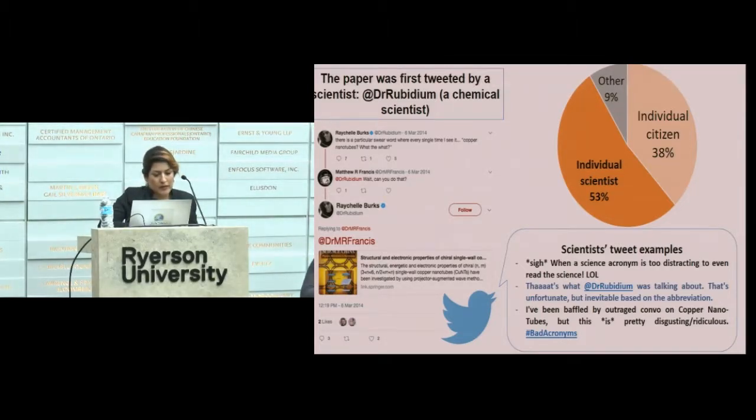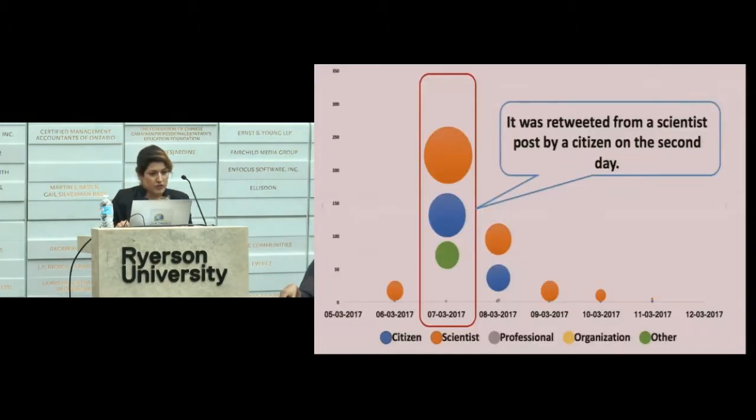I also provided some examples of the tweets about this article. Of course, these are the most polite ones I could really put here. I looked at a few days after the first post on Twitter about this article. As you see, on the first day, the 6th of March, only scientists started talking about this article. Then on the second day, citizens joined. The first citizen was actually one of the followers of one of the scientists. He got it from the scientist and retweeted it on his own Twitter account, and citizens became aware of it. And you see the percentage here.